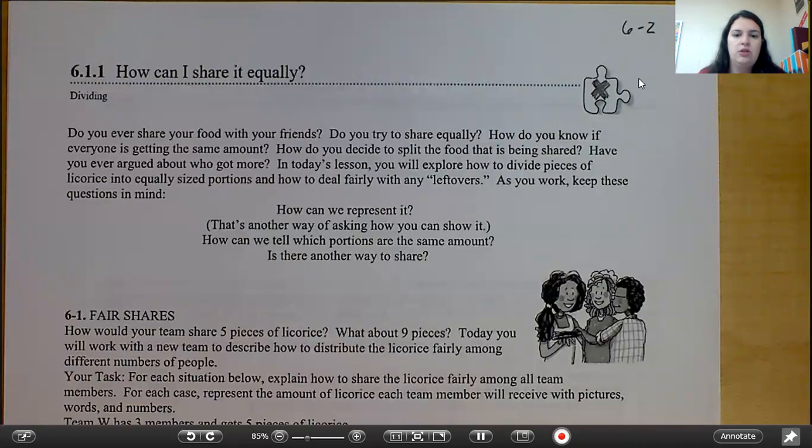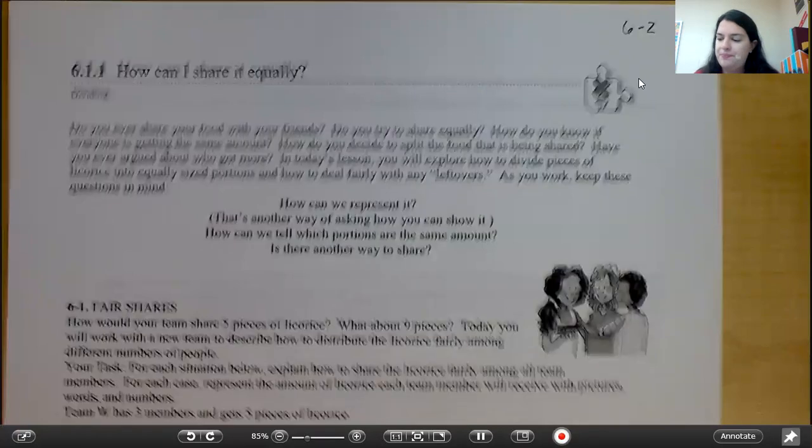In today's lesson, you will explore how to divide pieces of licorice into equally sized portions and how to deal fairly with any leftovers. As you work, keep these questions in mind. How can we represent it? That's another way of asking, how can we show it? How can we tell which portions are the same amount, and is there another way to share?